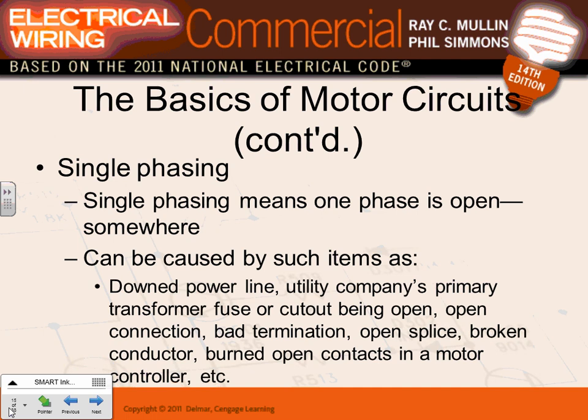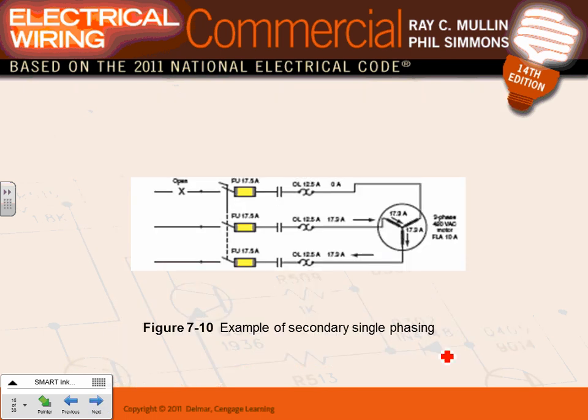Here are the causes for single phasing. How about a power line down? A 3-phase power line, 1 of them went down, 2 are up, so you have your single phasing. Utility company transformer fuse blown or cutouts, open connection, bad termination, open splices, broken conductors, burned contactors. So long story short, guys, these could be the situations where you find yourself.